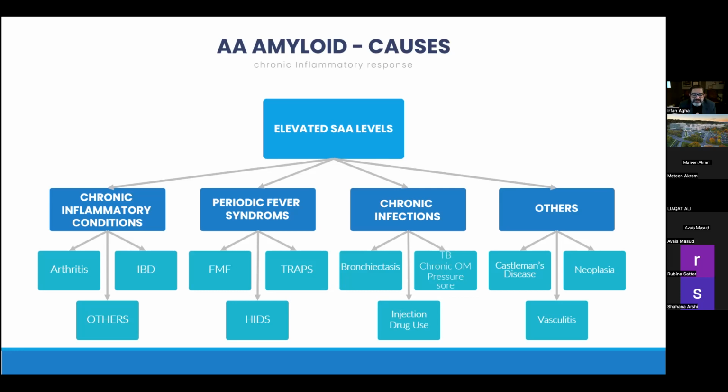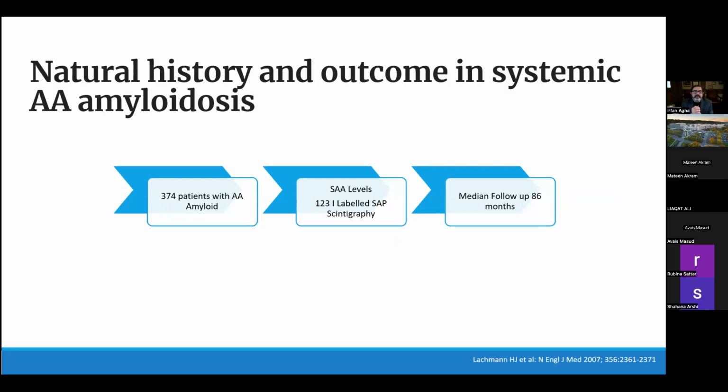I remember during my fellowship, we had a lymphosarcoma of the spleen, which presented as an AA amyloid process, and we published that case 20 years ago. So these things happen. So what is the natural history and outcome in systemic amyloidosis?